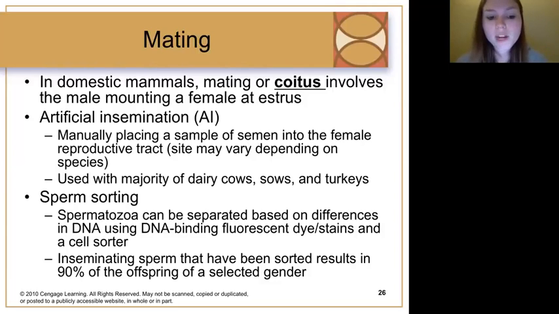So in sperm sorting, the sperm can be separated based on differences in DNA using fluorescent dyes that will bind to the DNA and stain. So this has actually been used to sort gender. You can inseminate with sperm that have been sorted, which would result in 90% of the offspring being of a selected gender. So that's kind of cool if for some reason you really needed more of one gender than another. I can't imagine that that's very cheap, so I don't know how often that would actually be used, but it is something that is available.